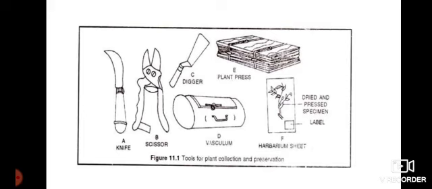So these are all the tools for plant collection and preservation: knife, scissors, digger, the plant press, and the vasculum. The vasculum is a drum-shaped structure, and then the herbarium sheets. If you want to stick the herbarium on the herbarium sheet, it should be a dried and pressed specimen, which has been glued on the herbarium sheets with the help of glue.